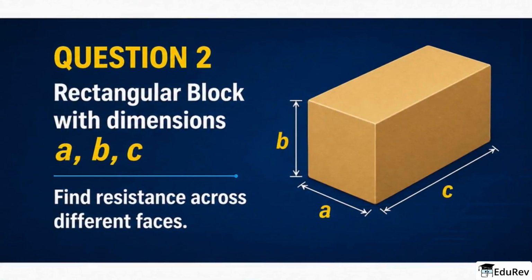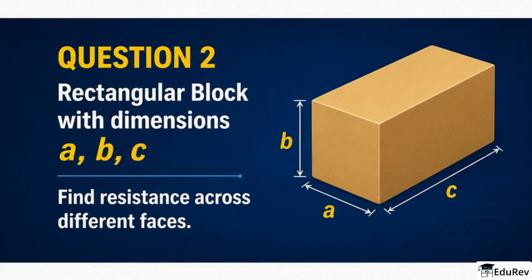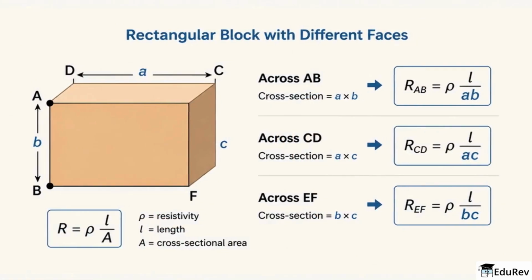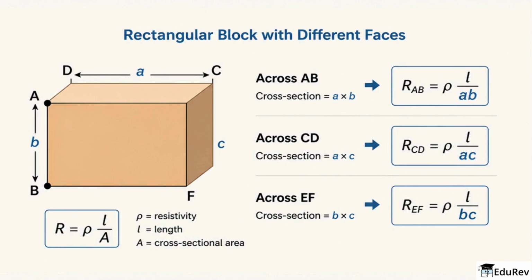Question number 2 deals with a block whose rectangular cross sections are A by B, A by C, and B by C, and asks resistance across different faces. The idea is simple. For current through AB, the cross section is A times B. So R_AB equals rho times length divided by quantity A times B. And similarly, R_CD uses A times C and R_EF uses B times C.